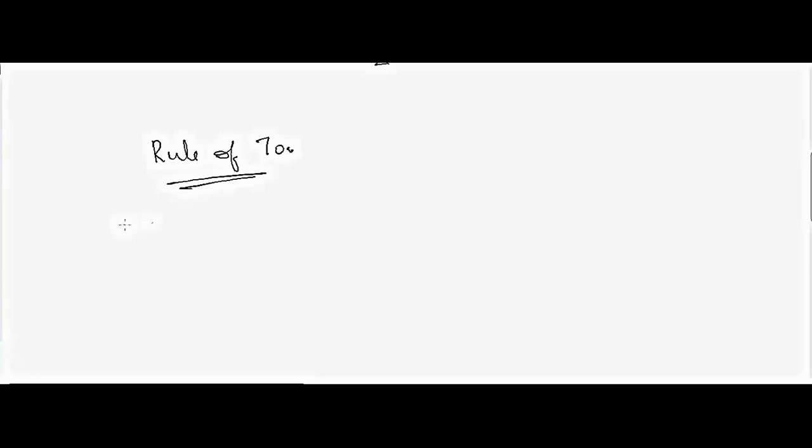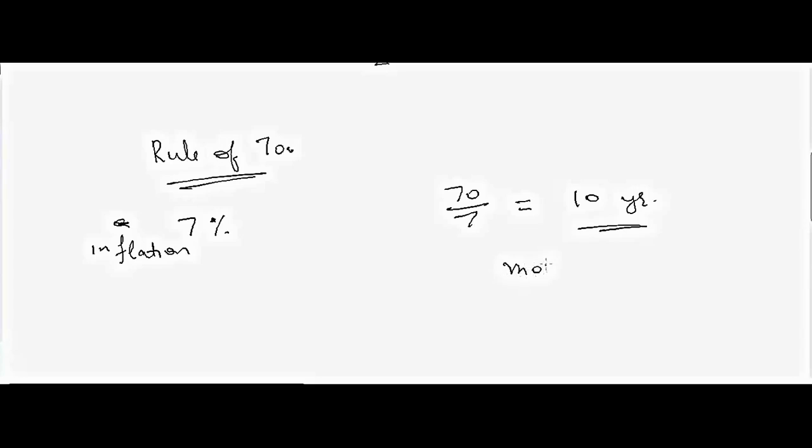Suppose the rate of inflation is 7%, then it will take you 70 divided by 7 equal to 10 years for your money to become half. So money value is equal to half.